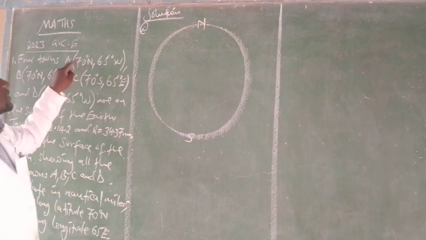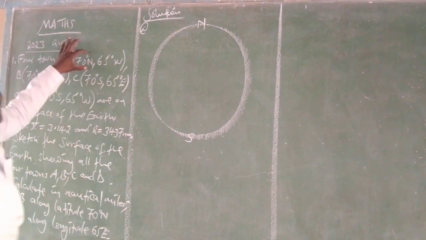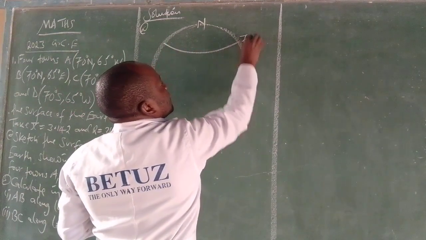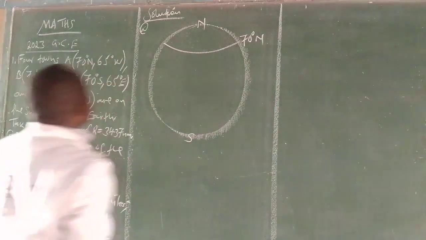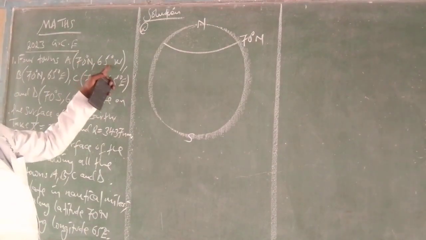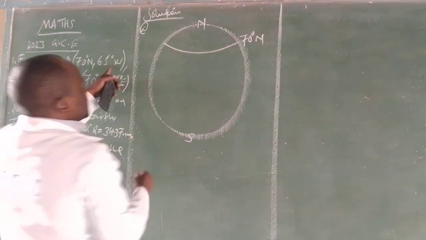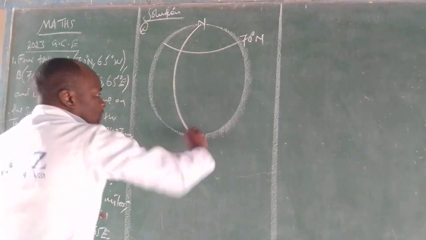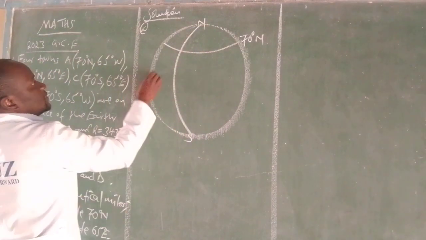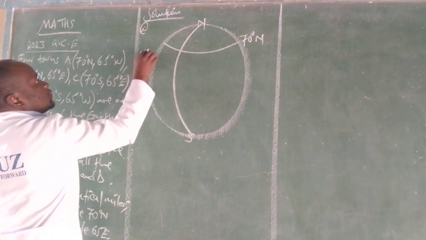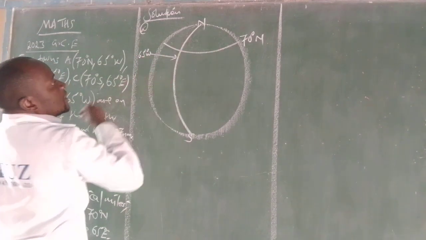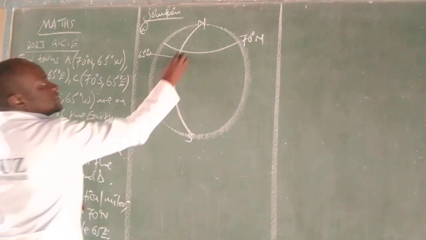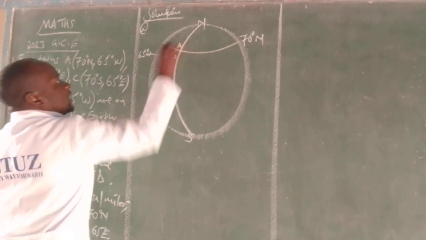So A is on 70 degrees north. This is the latitude, so you sketch somewhere here. We have 70 degrees north, 65 degrees west. So this is a longitude which is on the western side of the prime meridian. So this is 65 degrees west. That is our longitude. So where the two imaginary lines meet, this is where we have our point A.